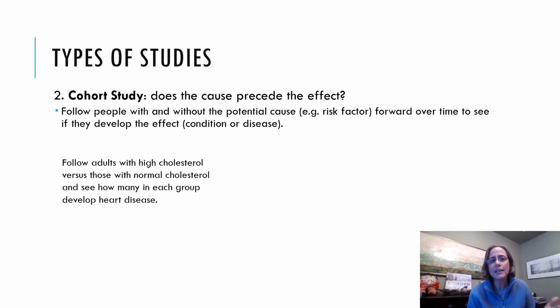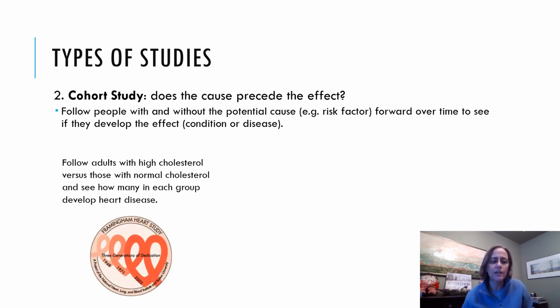And that's exactly what they did in one of the biggest, most famous studies called the Framingham Heart Study that was done in Framingham, Massachusetts. They followed practically everyone in the entire town, collected a whole bunch of information on them. It's still ongoing today, right? So you can see this was in 2002. They made a little logo, 3 generations of dedication, right? So this started back in 1948. The study is still ongoing today. We have learned so much from this cohort study.